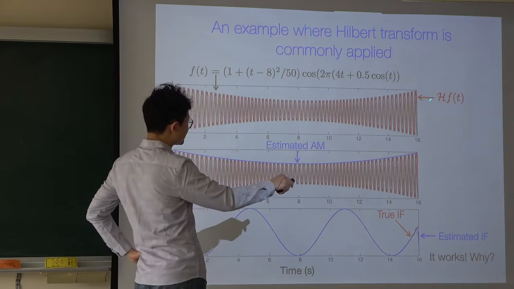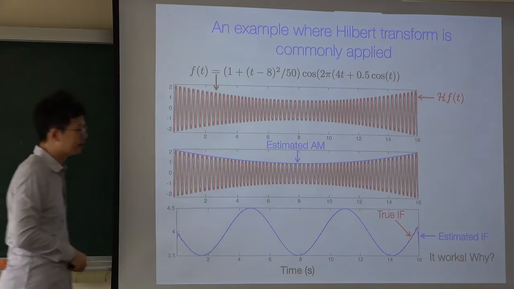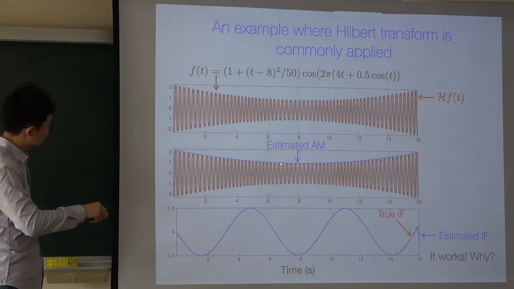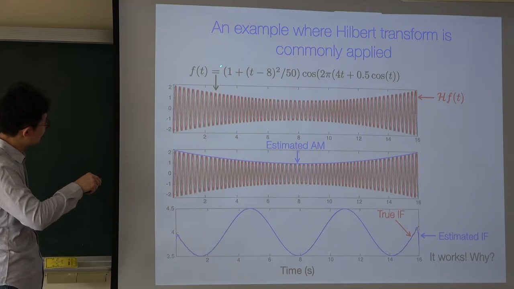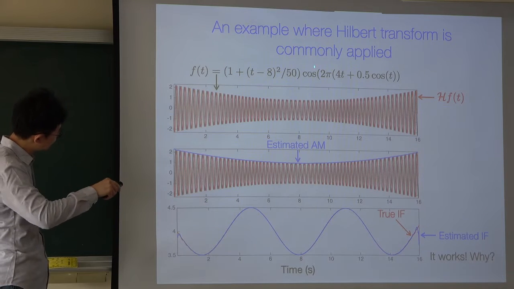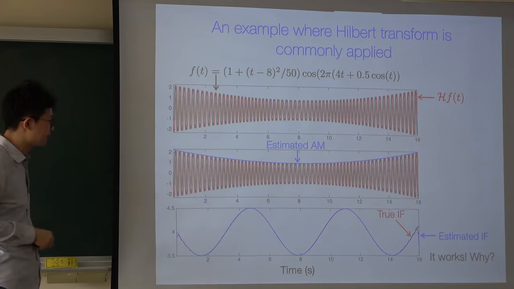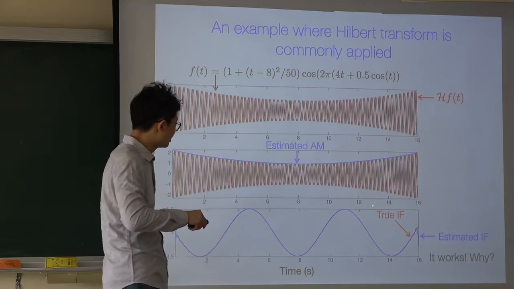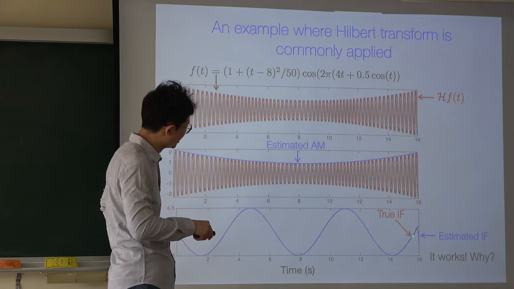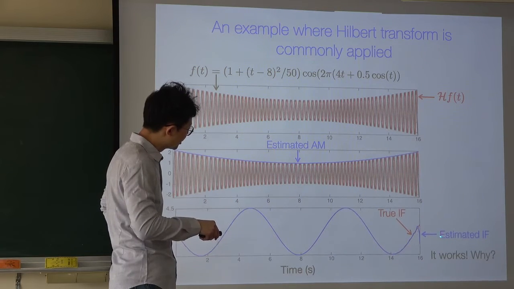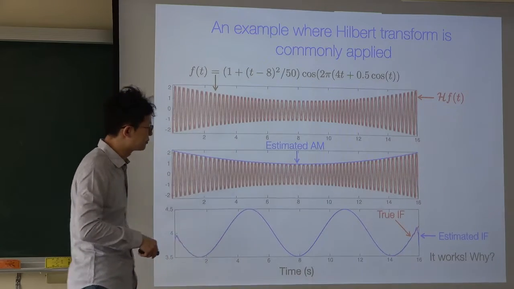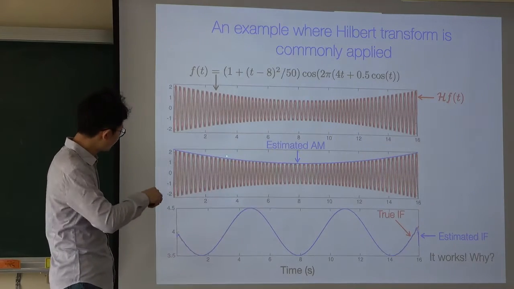And the red one is the Hilbert transform of function f. Now we can get an estimated amplitude modulation, which very nicely coincides with the true amplitude modulation. And we can also get the instantaneous frequency estimation. The true one is the red one, and the blue is the estimated one. There are some boundary effects which you can ignore. And you can see, hey, it works very well, doesn't it?